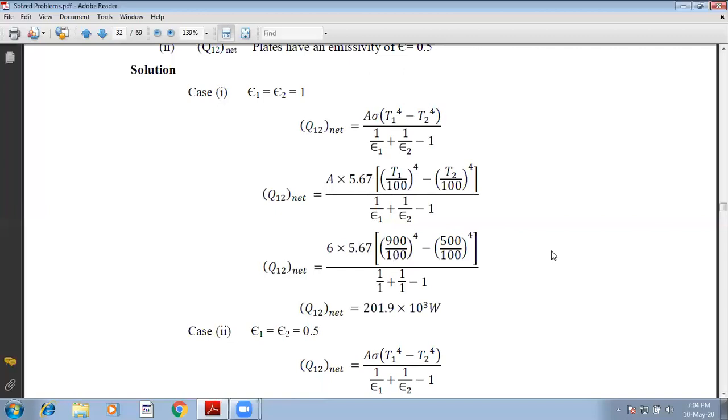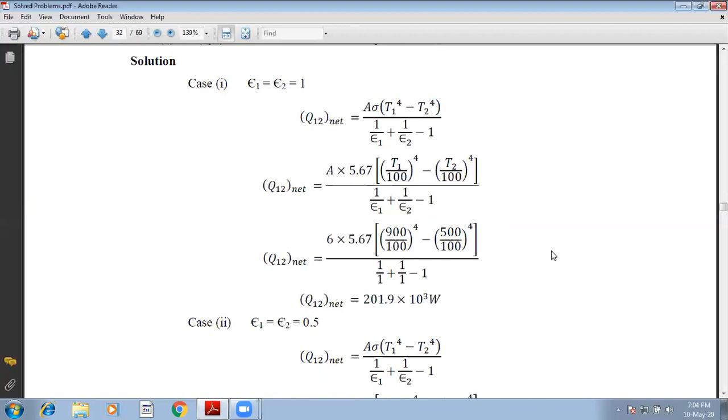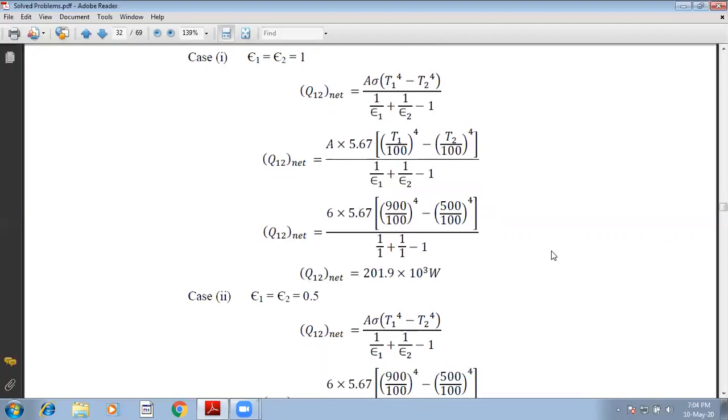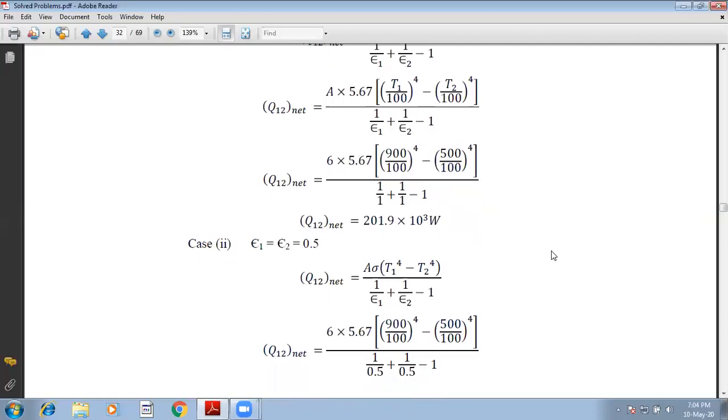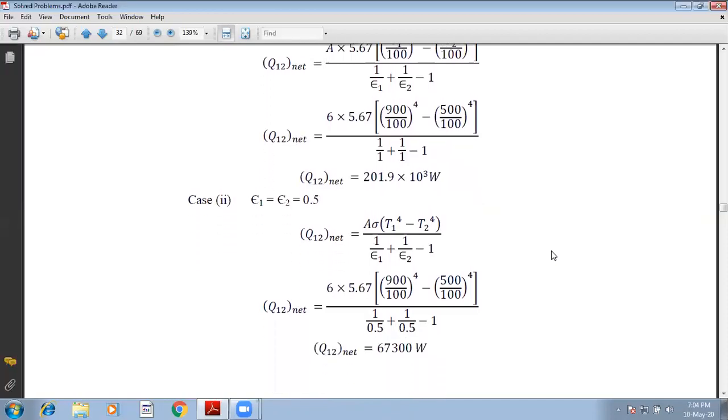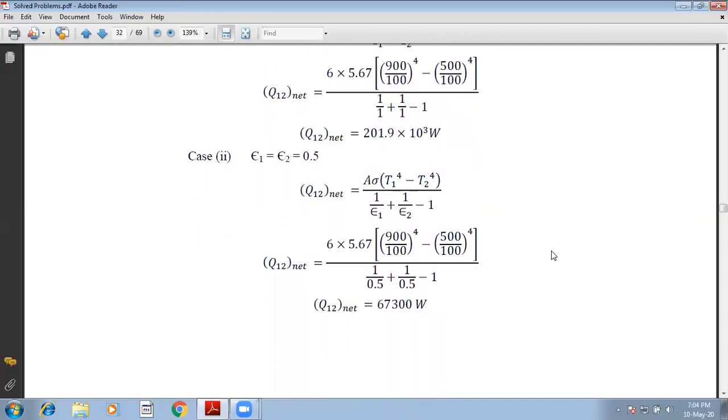To substitute the value of T1 and T2 as it is, 900 and 500 respectively. Now, in the second case, he asks us to calculate the heat transfer considering the surfaces with the emissivity of 0.5.